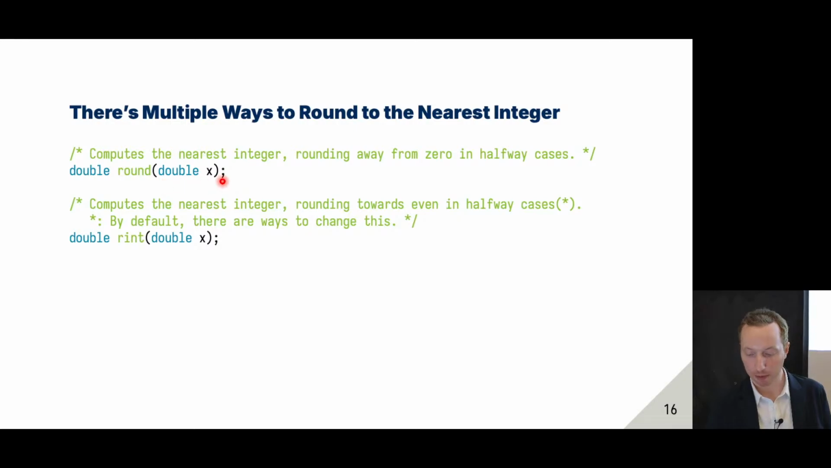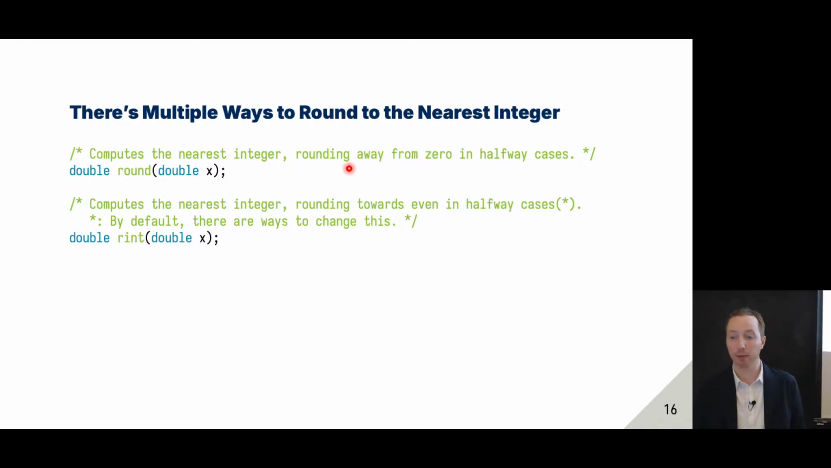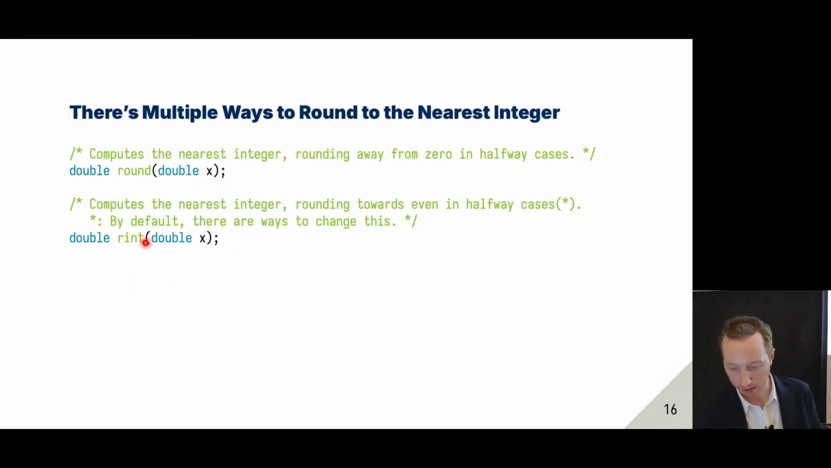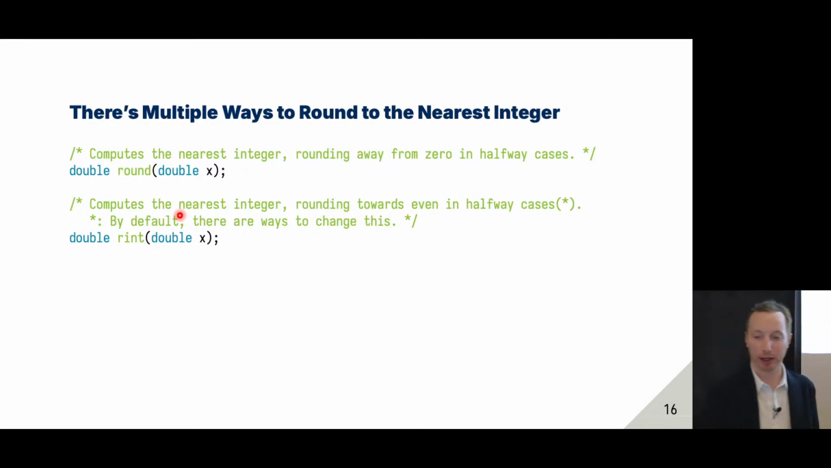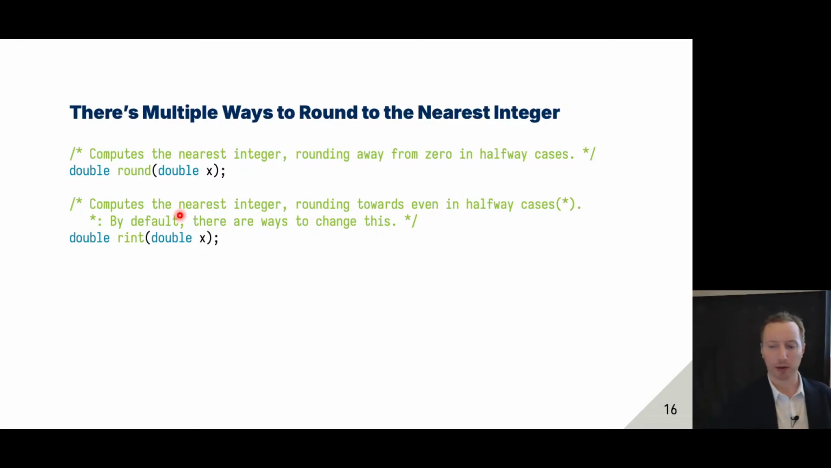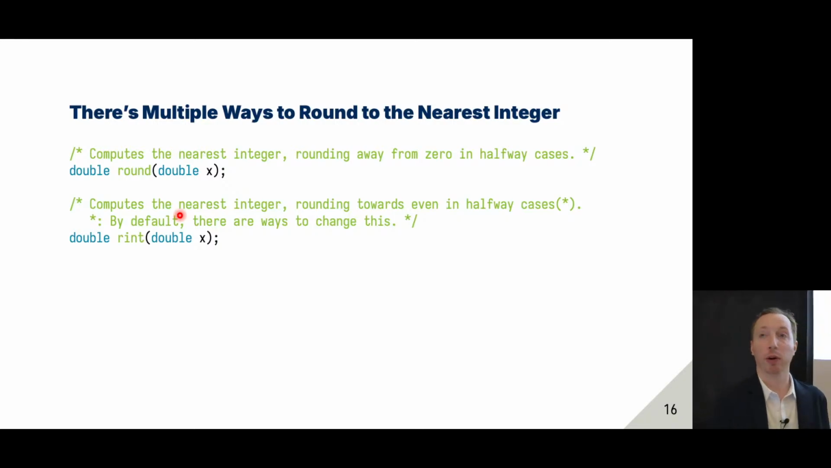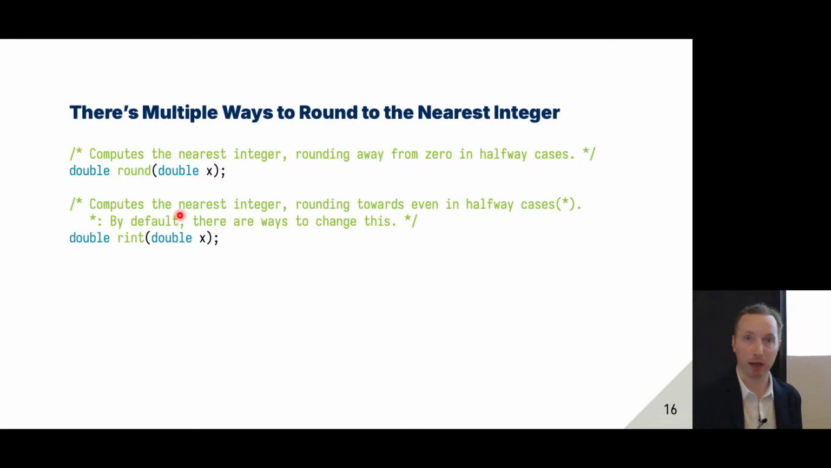For example, the round function will always round away from 0 in halfway cases. So if I have 1.5, it'll round up to 2. If I have 2.5, it'll round up to 3. The next one, rint, computes the nearest integer, and its rule is like the scientific rounding to try and even out the bias. It will always round towards the even number in halfway cases. So if I round 1.5, that rounds up to 2. If I round 2.5, that rounds down to 2 because that's the nearest even value.